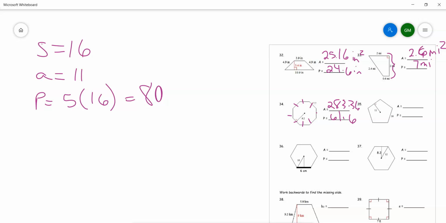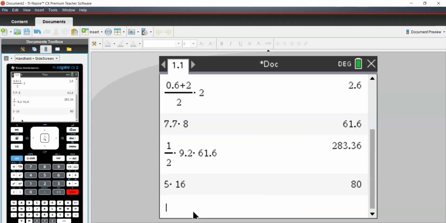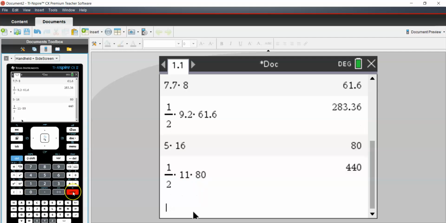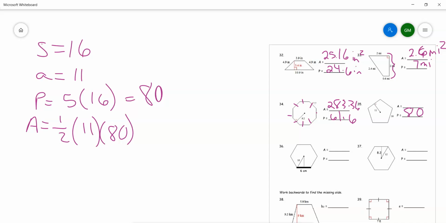And then we're going to run those numbers through our formula for area of a regular polygon, which is area is equal to 1/2 times the apothem of 11 times 80. And we're going to go ahead and run that through the calculator. So control divide for your fraction times 11 times 80, and you get 440.